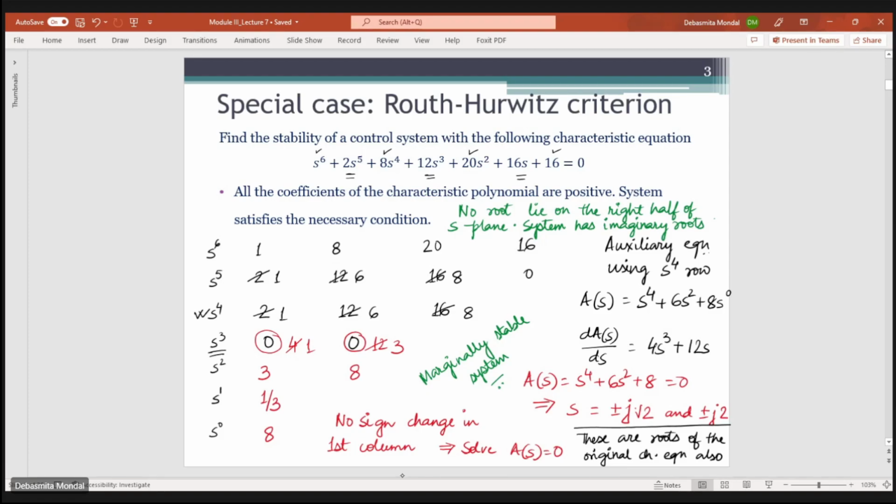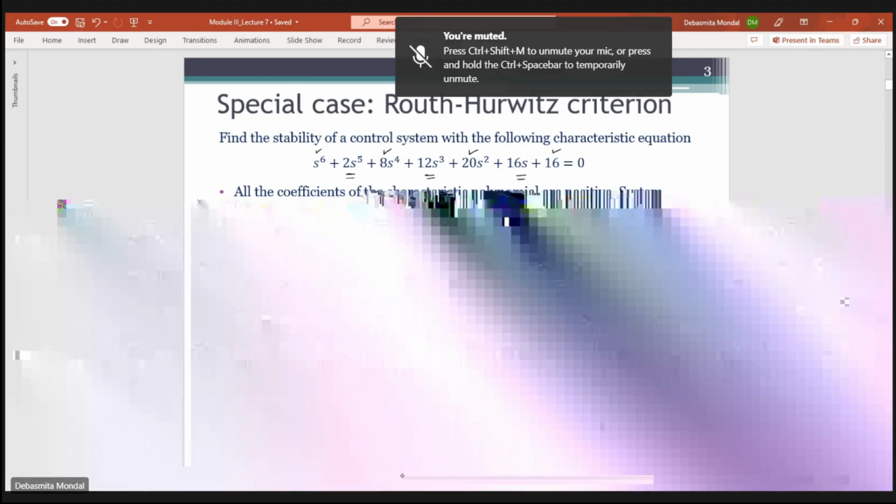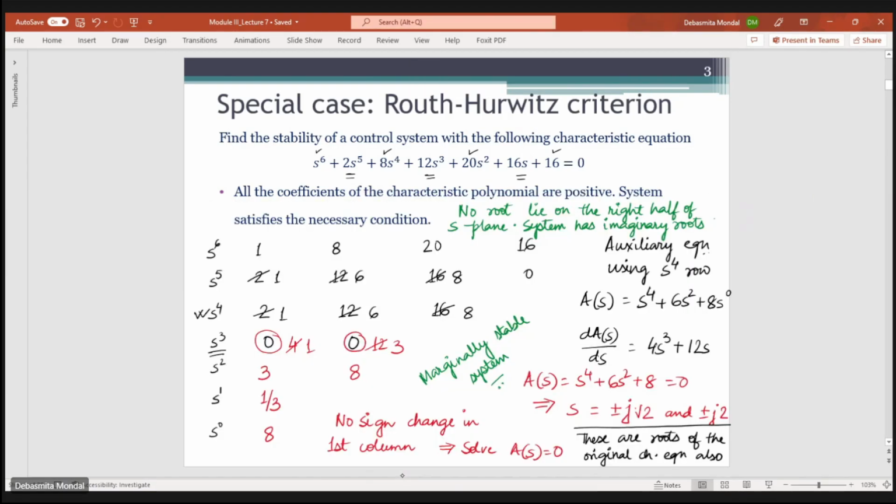Okay, so these roots are also the roots of the original characteristic equation. So from here you can see that there are 2 pairs of complex conjugate or you can say 2 pairs of imaginary roots which are present in the system. And if you remember, if the poles of the system lie on the imaginary axis, then the system is a marginally stable system. So since here we have imaginary roots, we'll say that the system is marginally stable.